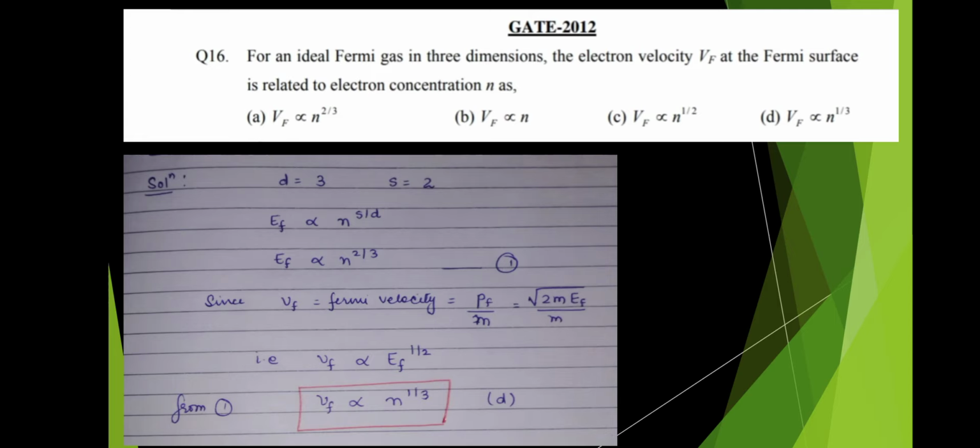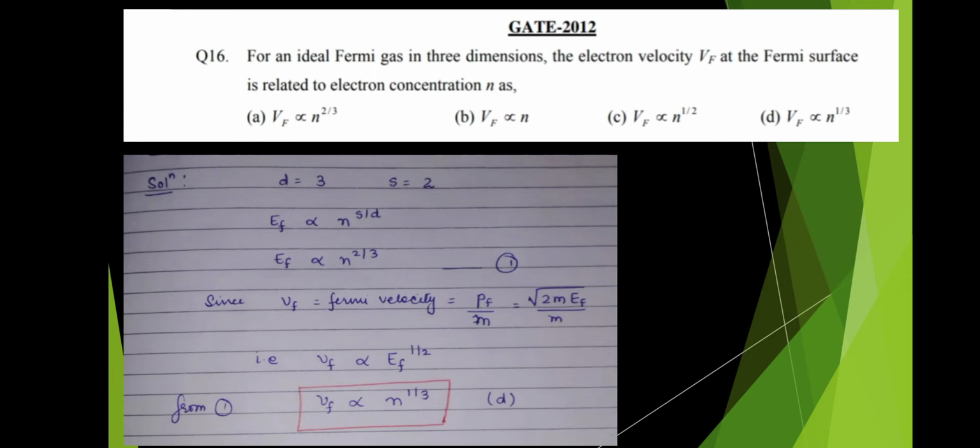So d is equal to 3, and Fermi gas is there, so s is equal to 2. We have already discussed that for the free non-relativistic case. You will take the non-relativistic case only unless it is given otherwise. If it is specially given that it is a relativistic case, then you will take s equal to 1. Otherwise by default s will be equal to 2. s is equal to 2 for fermions, for the free electron gas.